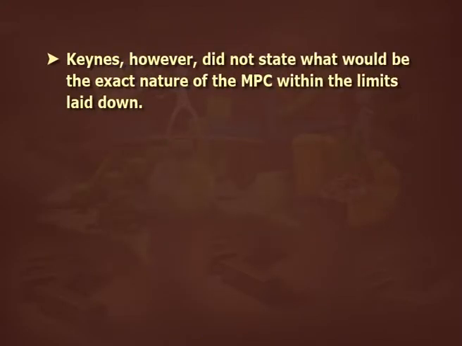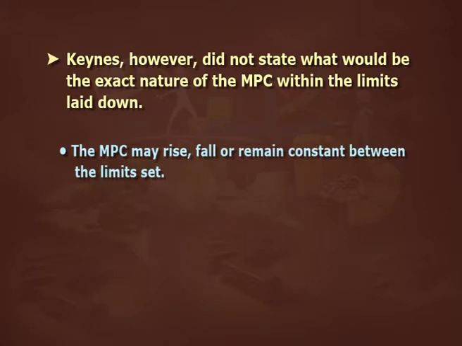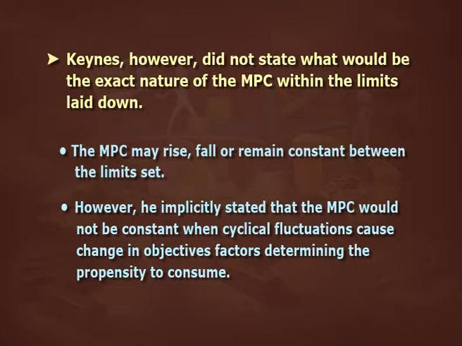According to Keynes, the propensity to consume is a fairly stable function of income, with the marginal propensity to consume being positive but less than unity. Keynes, however, did not state what would be the exact nature of the MPC within the limits laid down. The MPC may rise, fall or remain constant between the limits set. Secondly, he implicitly stated that the MPC would not be constant when cyclical fluctuations cause changes in objective factors determining the propensity to consume.